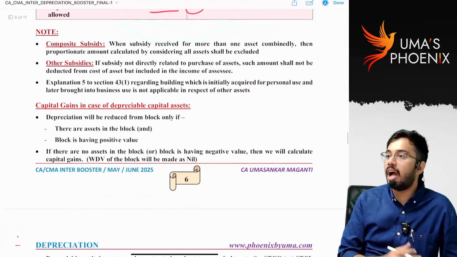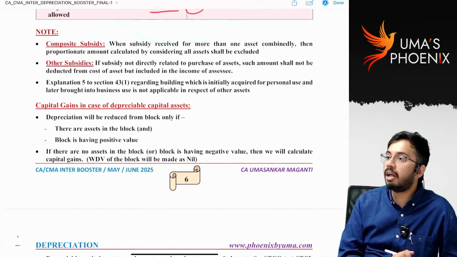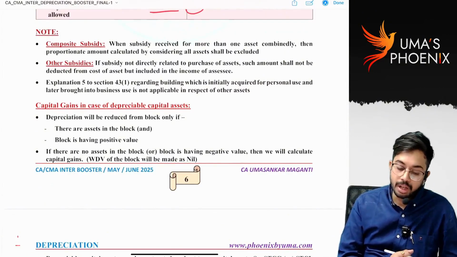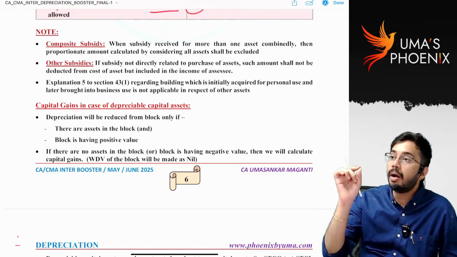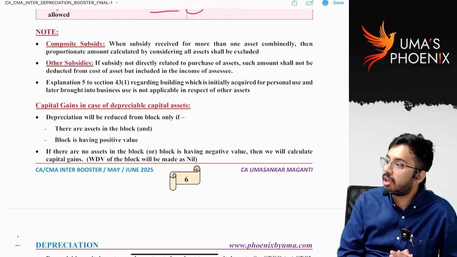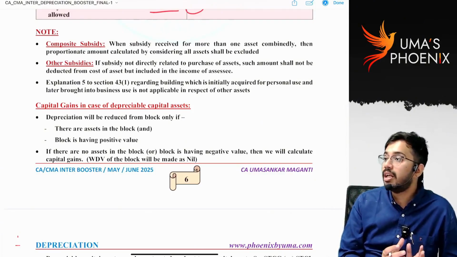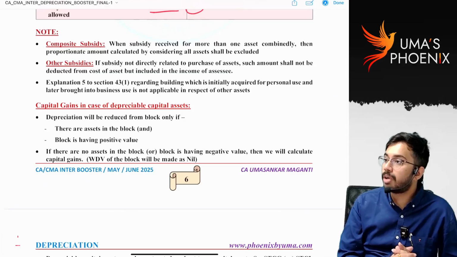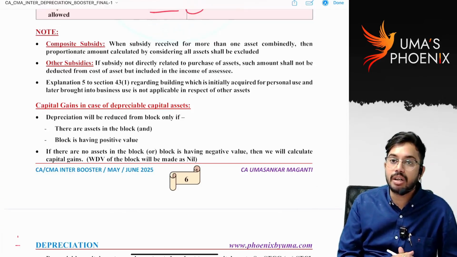Next, subsidy. I already discussed. If subsidy is received from government or third party, that will be reduced from cost of the asset. Only subsidy relating to the asset will be reduced from cost of the asset. If subsidy is received with regard to loss, then that subsidy will not be reduced from cost of the asset. If subsidy is received with regard to revenue expenditure, that will not be reduced from cost of the asset.